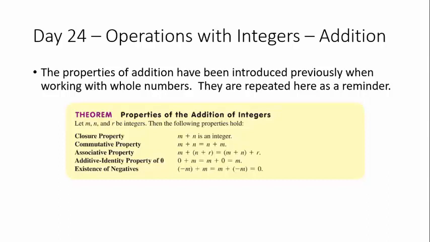We have the associative property, which has to do with the way integers are grouped in addition. The additive identity property of 0. So 0 added to any integer does not change the sum. So 0 plus m is equal to m. And then we have the existence of negatives. And here we've got the additive inverse property again.